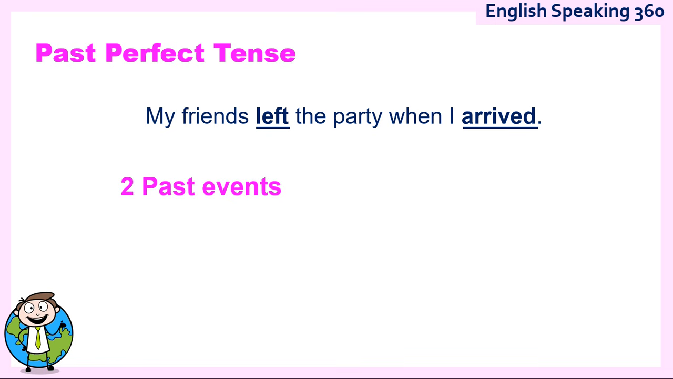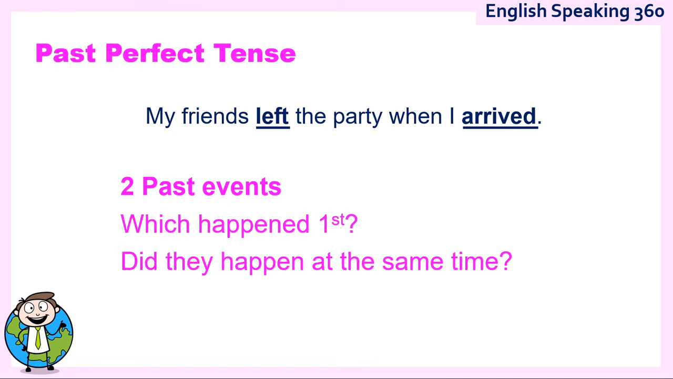Here's a sentence for you. My friends left the party when I arrived. We have two past events, but which happened first? Did they happen at the same time? It's not so clear because the order is not important. But when the order is important, we use the past perfect.